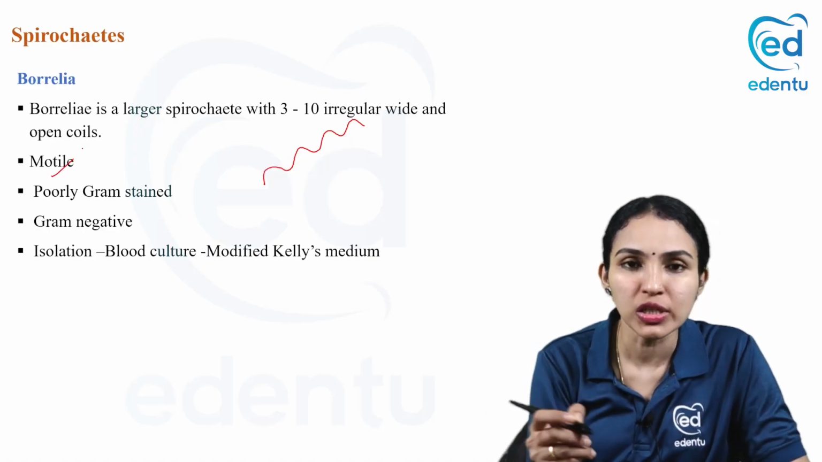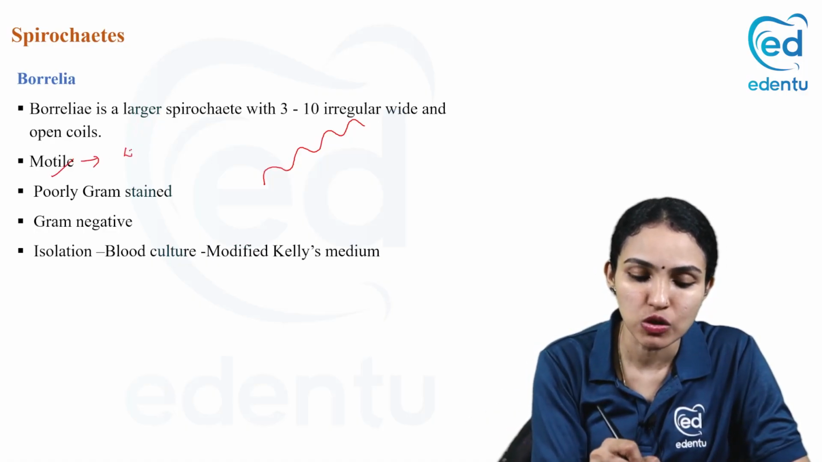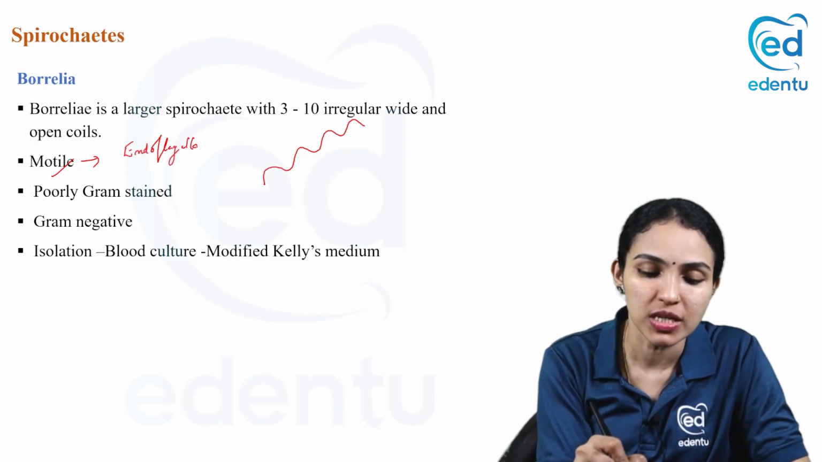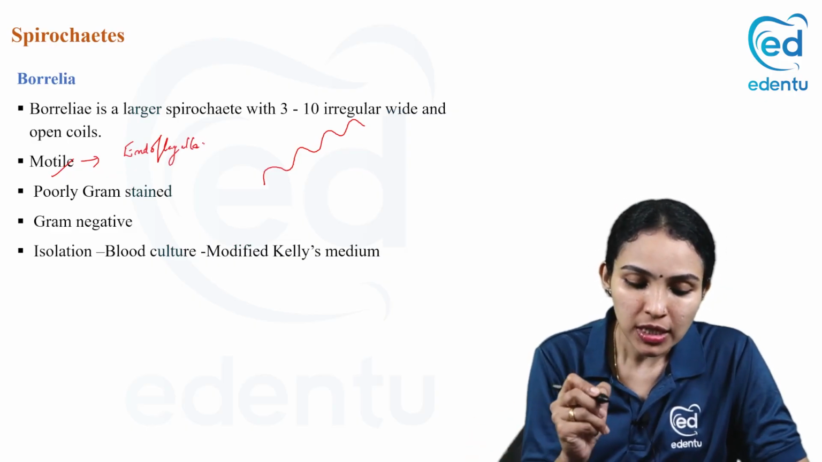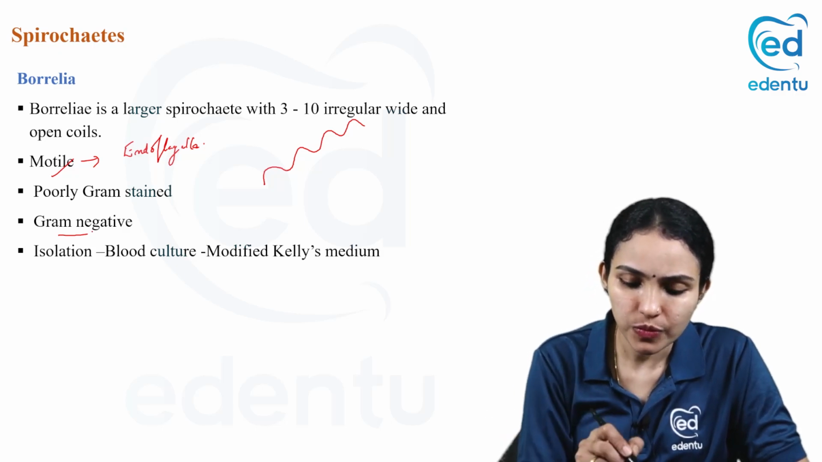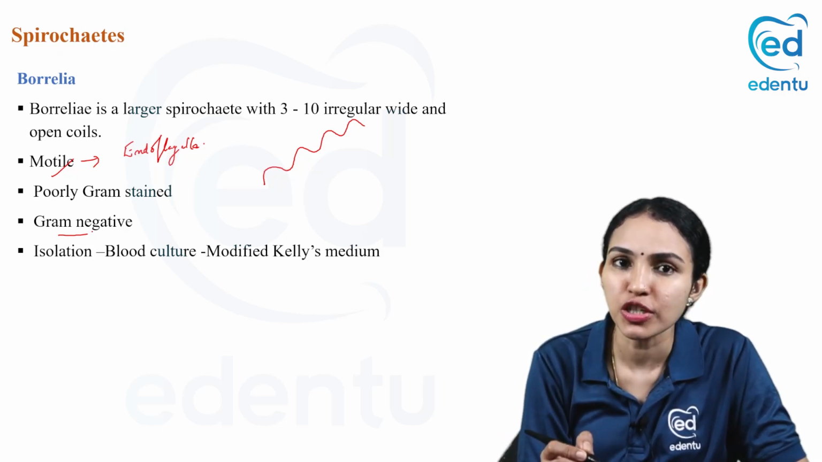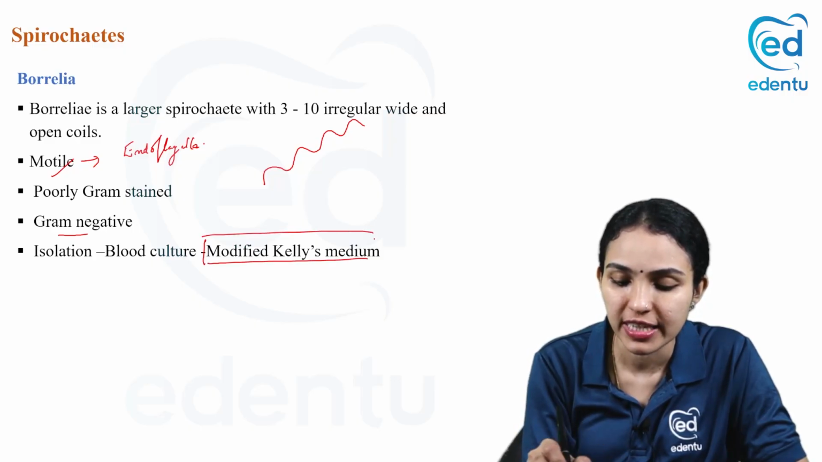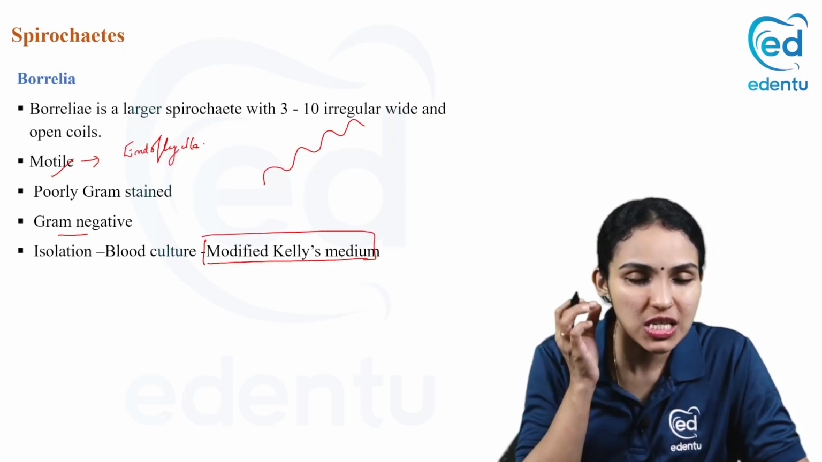This one is also motile like the other spirochetes. The motility is because of the endoflagella. All kinds of spirochetes have endoflagella. It's gram-negative, as any spirochete has a gram-negative cell wall. You can do isolation of Borrelia from blood culture by using a special medium called modified Kelly's medium. So this is a special medium.